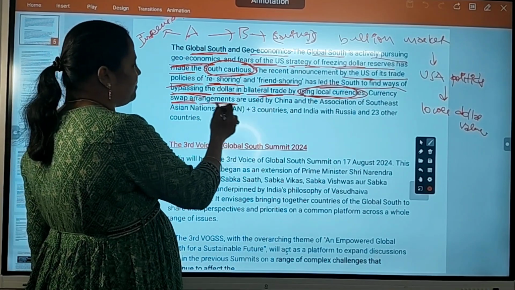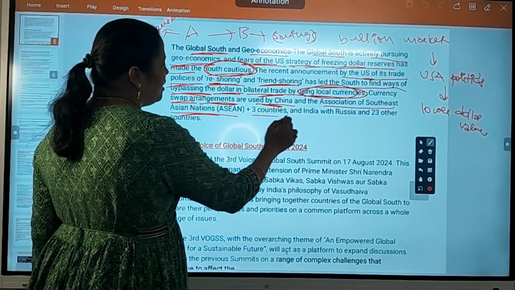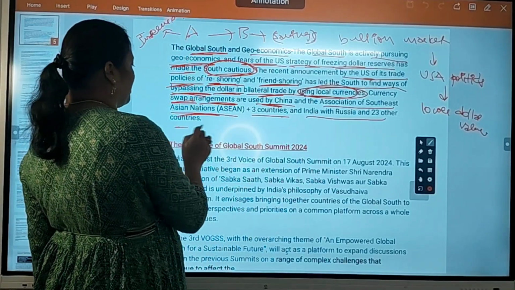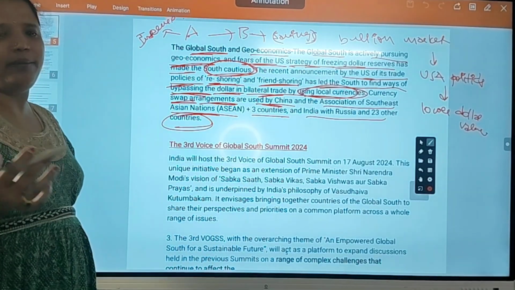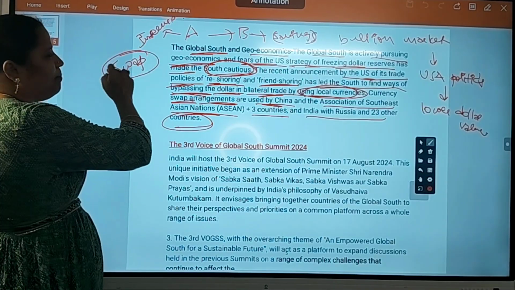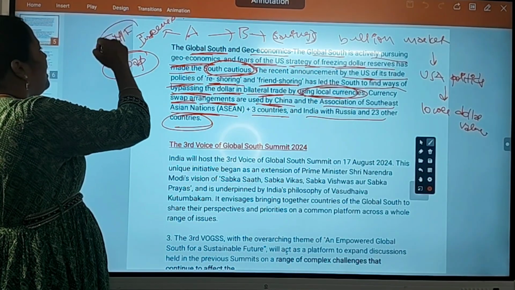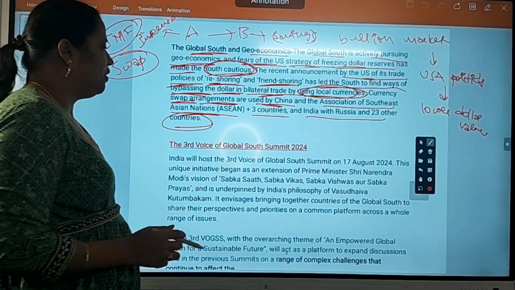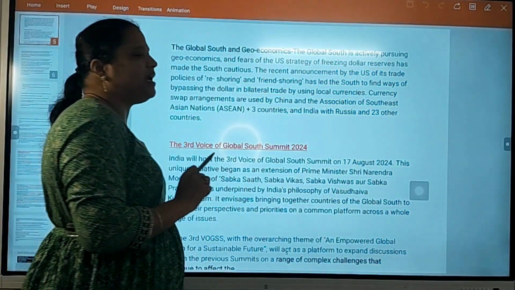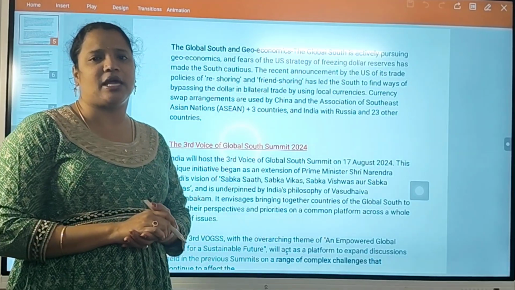Swap arrangements are used by China and the Association of Southeast Asian Nations, India with Russia and 20 other countries. In international organizations like the IMF, they try to make swap arrangements also. This is all about Global South. By this, I hope you clearly understand what Global South means.